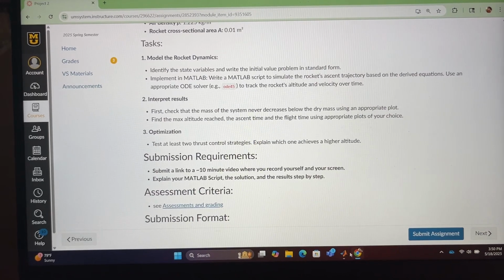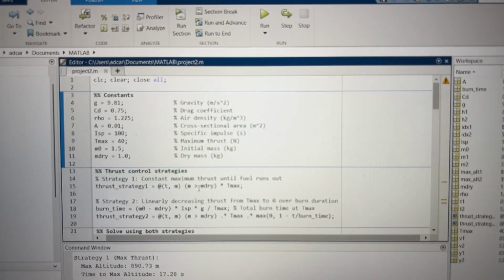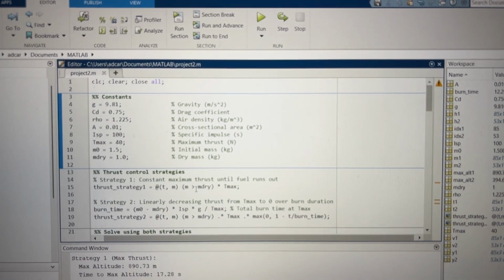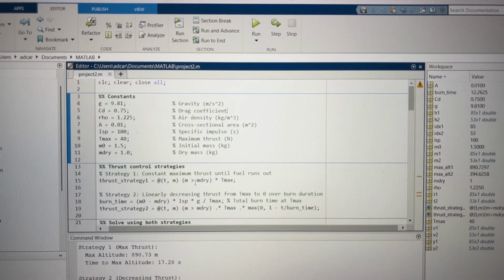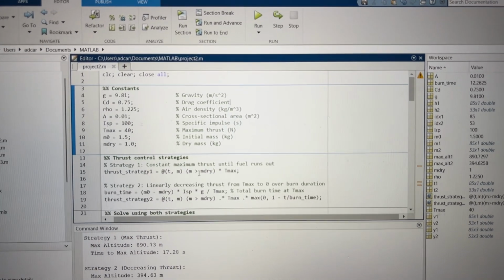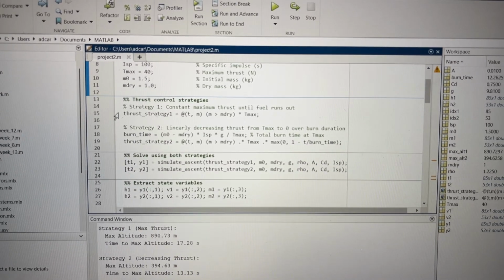So if we go to my code, we can start with the constraints and stuff. I wrote all that down: gravity, drag coefficient, air density, cross-sectional area, specific impulse, the thrust, the initial mass, and the dry mass. And then we moved on to the thrust control strategy.